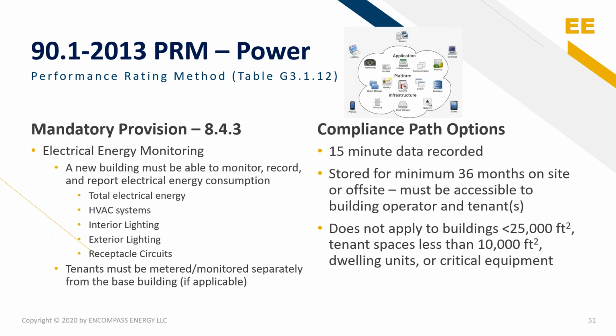The other mandatory provision is energy monitoring. Again, to comply with the standard, you need to do this, although not that many people are actually doing it. It says you need to monitor total electric, and then a breakdown of each of your major systems: receptacles, exterior lighting, interior lighting, and HVAC. You must also separately monitor tenants, only if the tenants are over 10,000 square feet. So for a large building, this could get quite costly and must be considered during the design of the building. But you have to store it for 36 months, which also means you need servers or cloud storage to meet the mandatory provision.